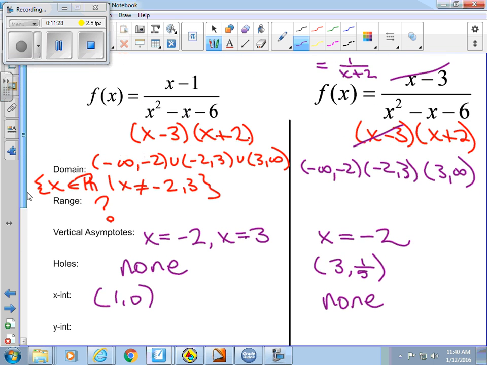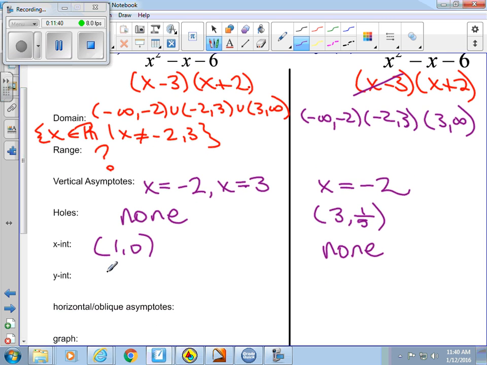Y-intercept, what do you do? Put 0 in for x. So I get 0 minus 1 over 0 minus 6, or 1/6. I don't care how you write these. I am putting them in point notation. If you said x equals or y equals, I would not count off for that.